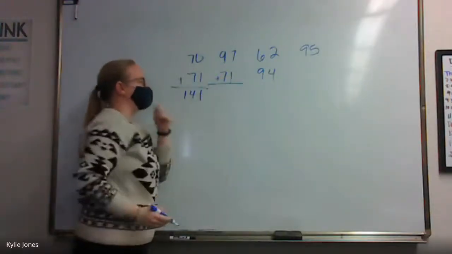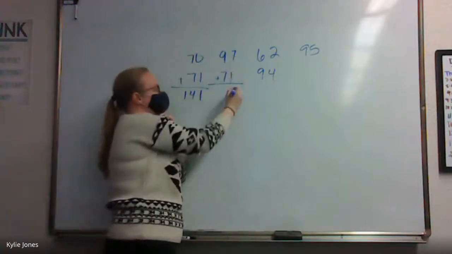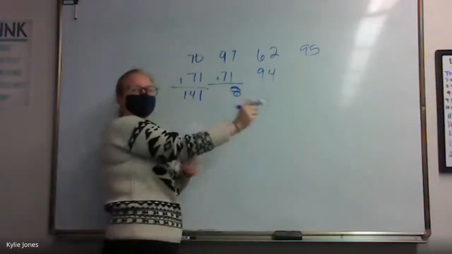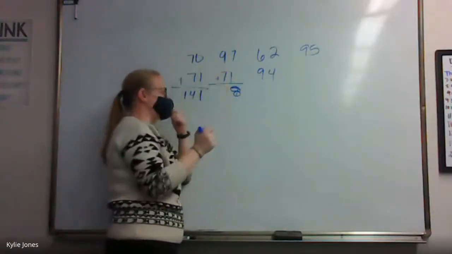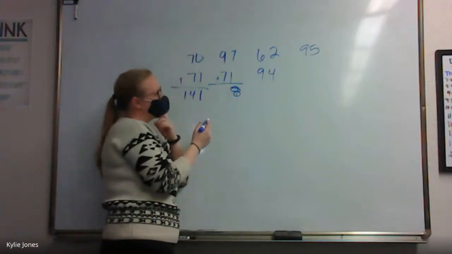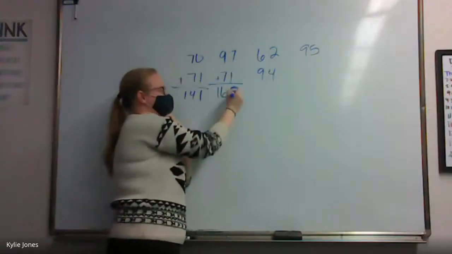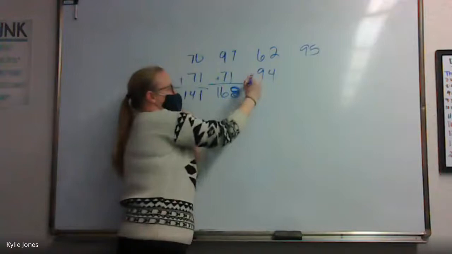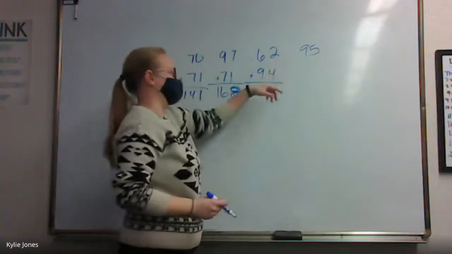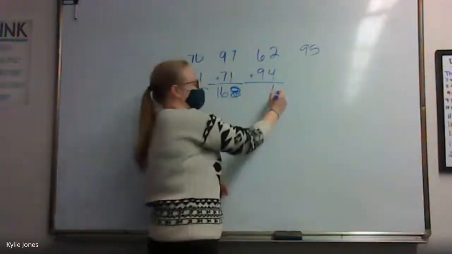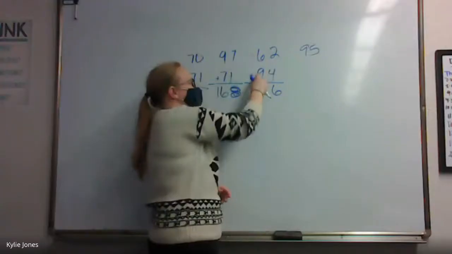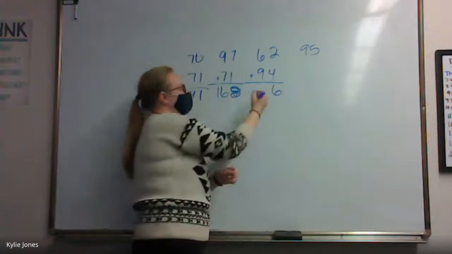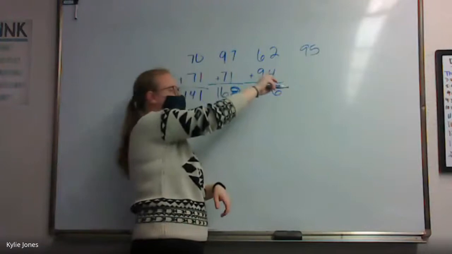Let's do 97 plus 71. What is 7 plus 1? 8. Then 9 plus 7 is what? 16. Good. The next adding, we've got 2 plus 4 is? 6. And then 6 plus 9 is? 15. Good. And then we have the 95 that we'll add in as well.